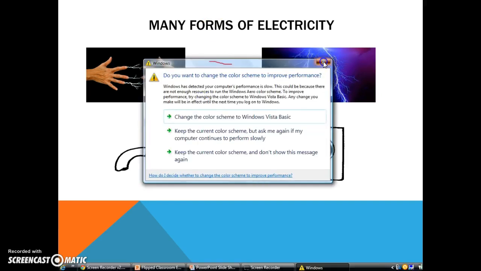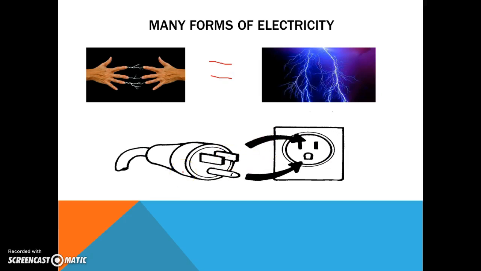Another form of electricity is current electricity, and this is the type of electricity that we are going to be focusing on. This type of electricity is what we mostly use at home and at school. Current electricity happens when a stream of electrons flow through a conductor.